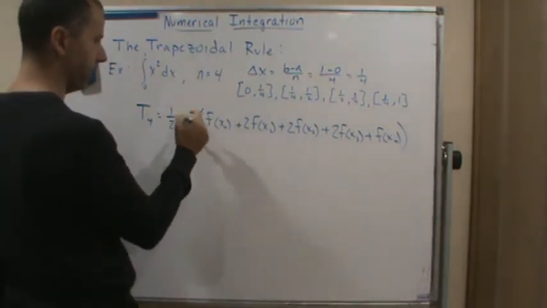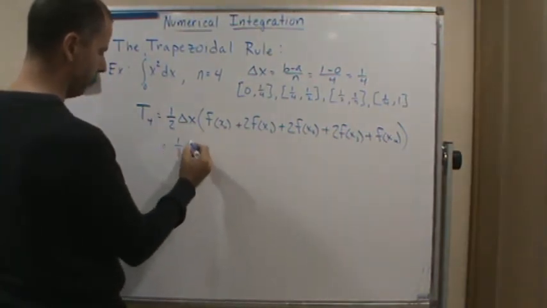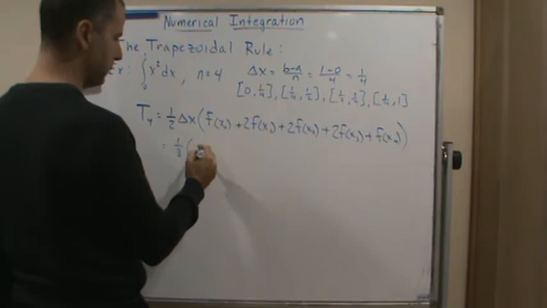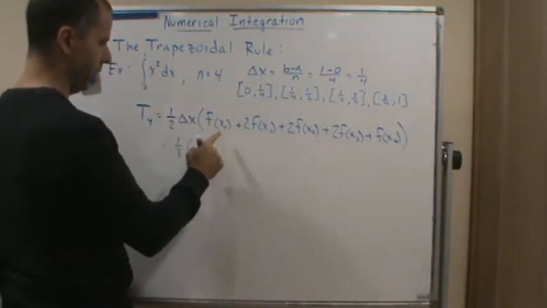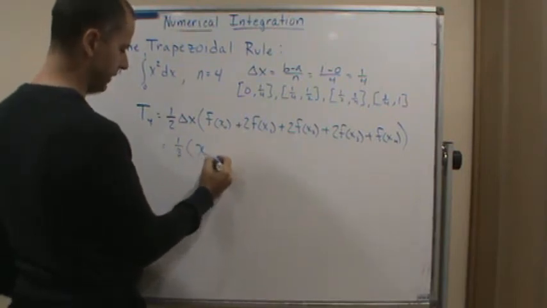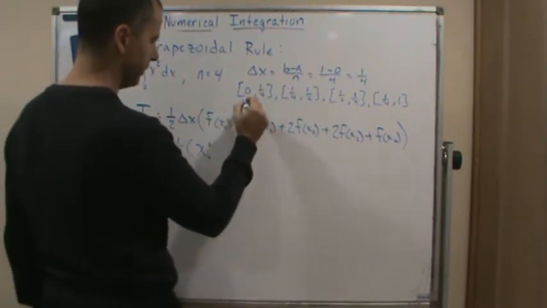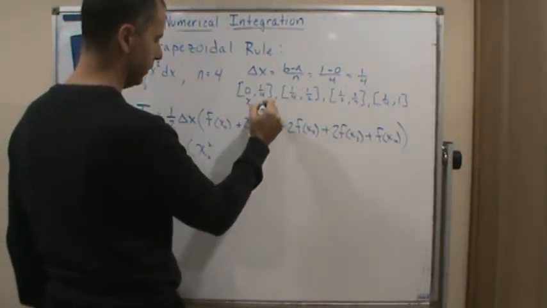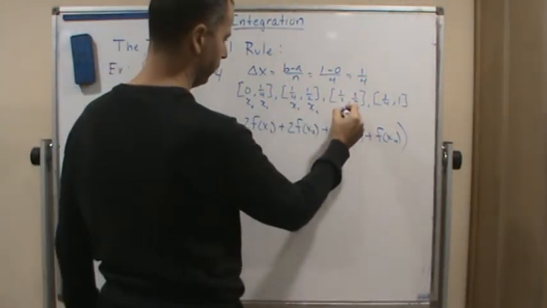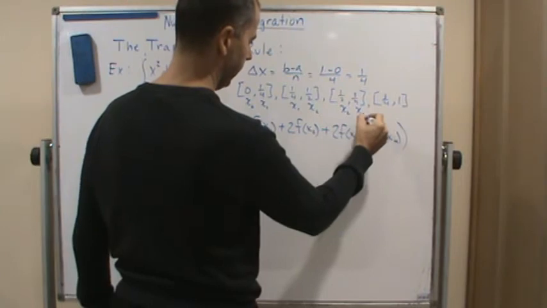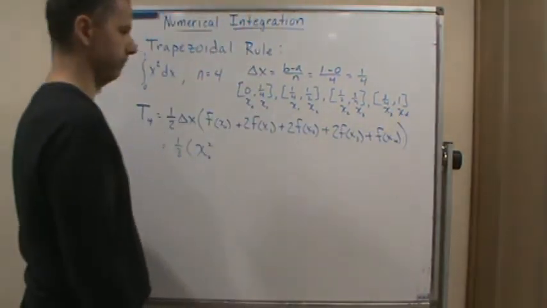So this is a fourth, right? So a fourth times a half is an eighth. And then this just becomes this value, right? So here's our function x squared. So this is going to become x sub 0 squared, right? So again, this is x sub 0, x sub 1, x sub 1, x sub 2, x sub 2, x sub 3, x sub 3, x sub 4.